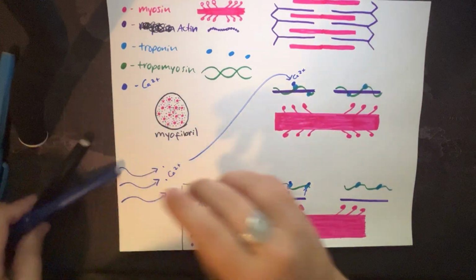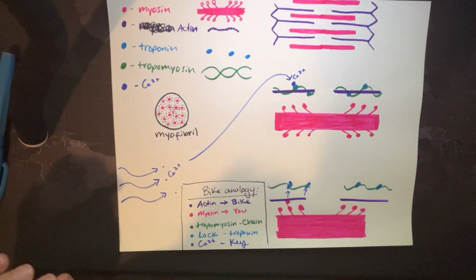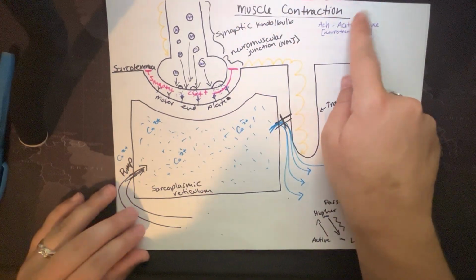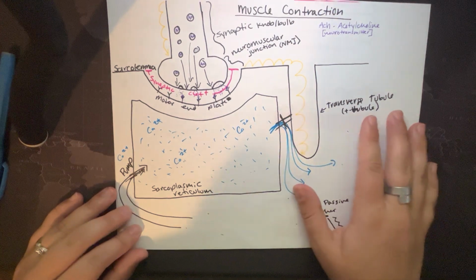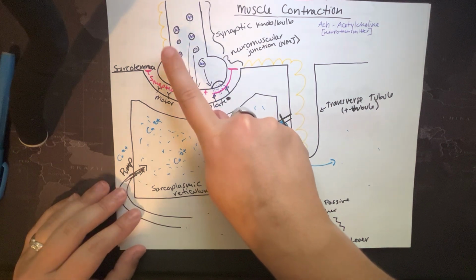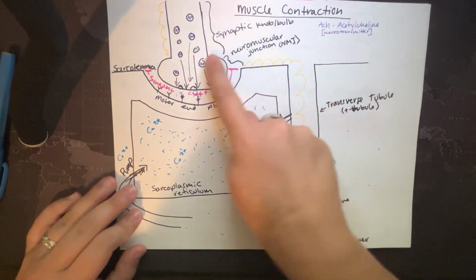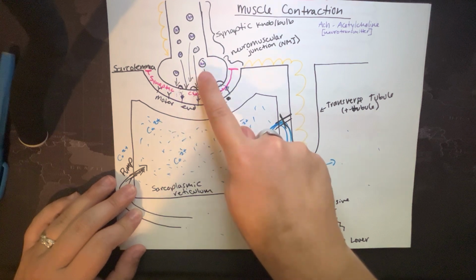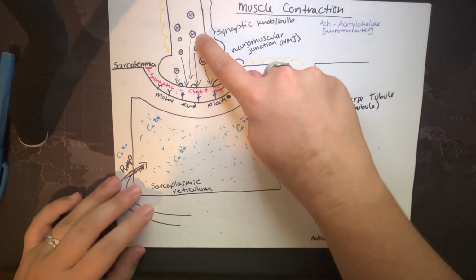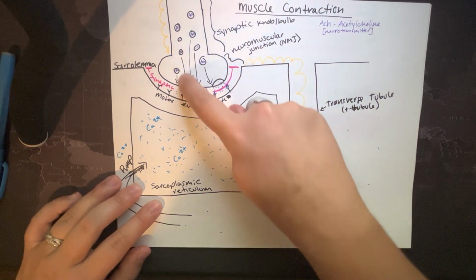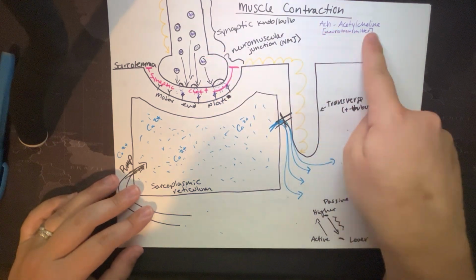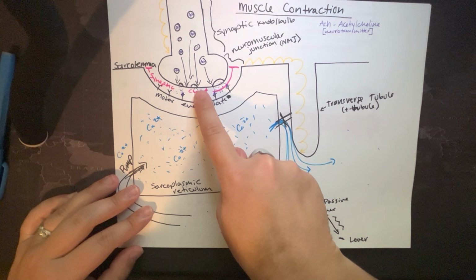All right, so let's go over this just one last time. For our muscle contraction, this is skeletal muscle, so it is voluntary. First, you have to have a signal sent from your brain down the neuron. It has to reach our synaptic knob or bulb at the very end. Once that signal is sent and received at the end, acetylcholine is triggered to go to the end of the synaptic bulb and be released as a neurotransmitter via exocytosis.